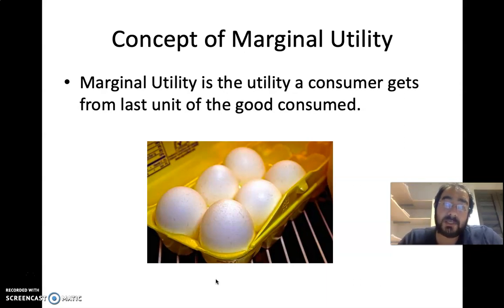Marginal utility is the utility a consumer gets from the last unit of the good consumed. If I buy, let's say, 20 bottles of coffee per month, my marginal utility I got from coffee is the utility I got from the 20th bottle.